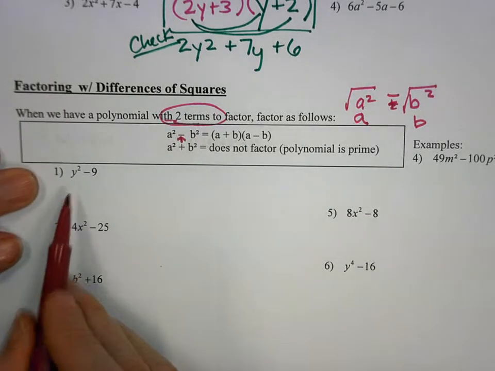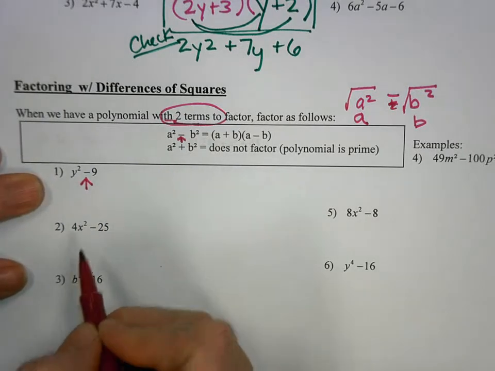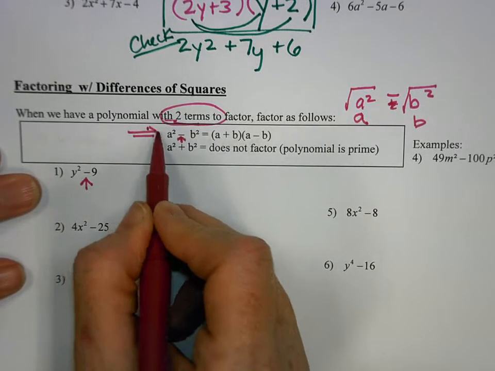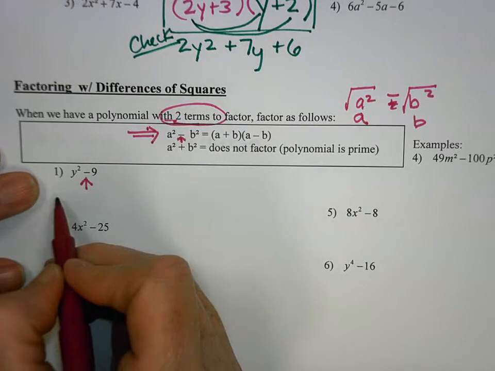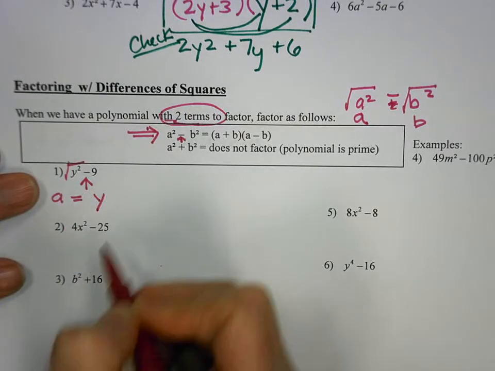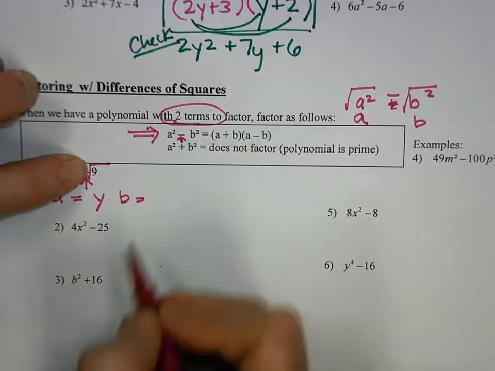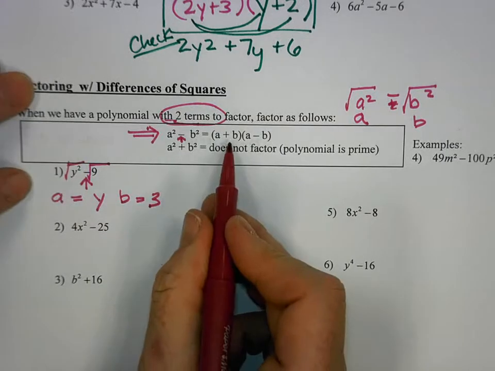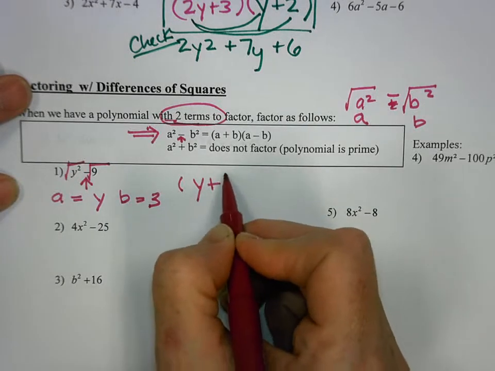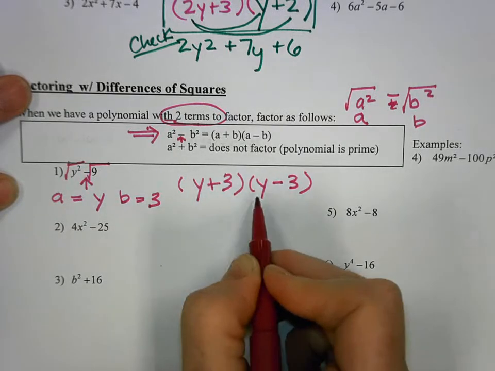Number 1 fits the special case. I have y squared minus 9. It is a subtraction. There are only 2 terms, so I can use this formula right here. So this is the formula. A plus b, a minus b. So a equals the square root of y squared, which is y. B equals the square root of 9. Don't include the negative sign. B is 3. So now I plug it into the formula. My factors are y plus 3 and y minus 3. A plus b, a minus b.